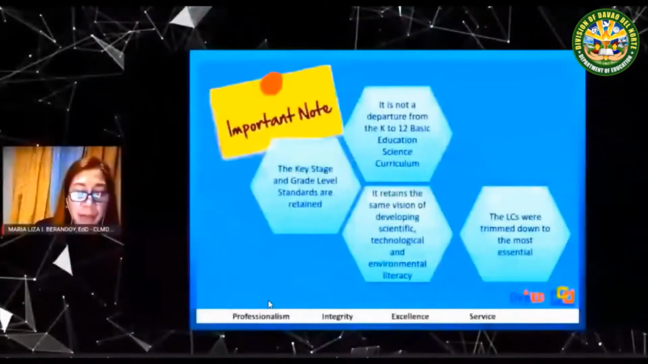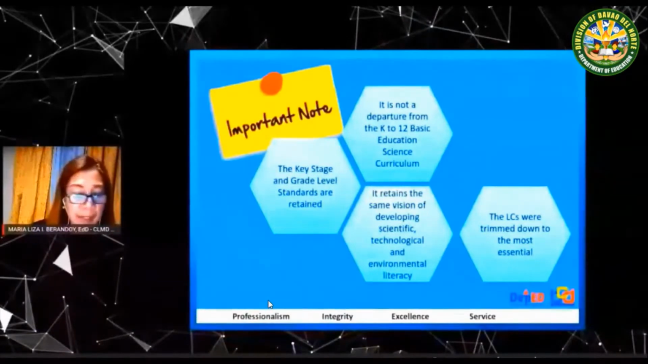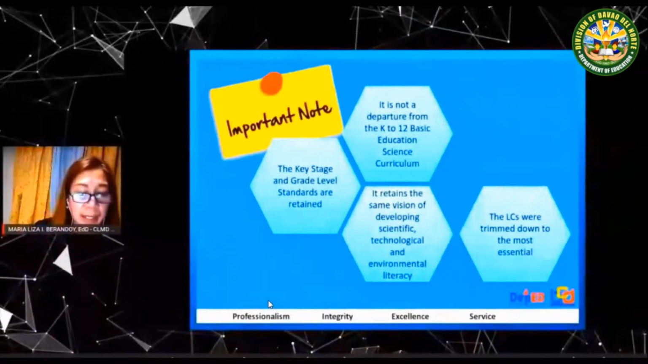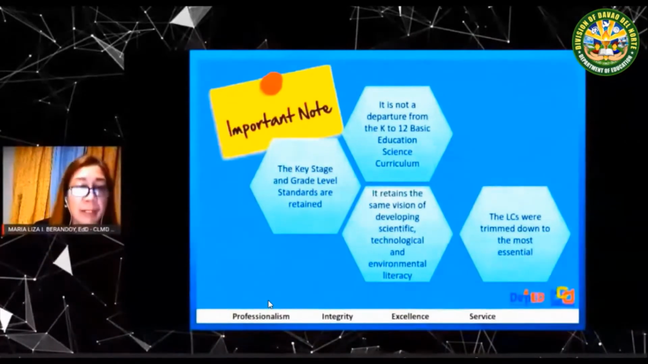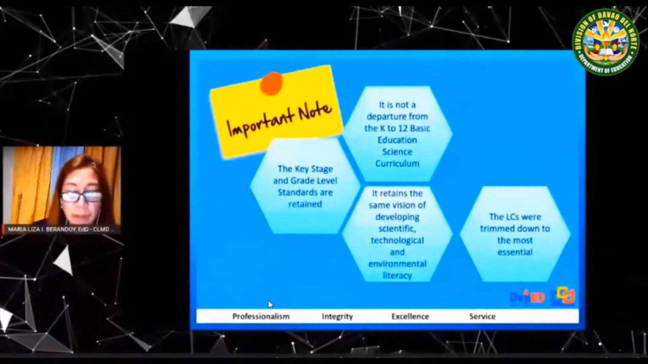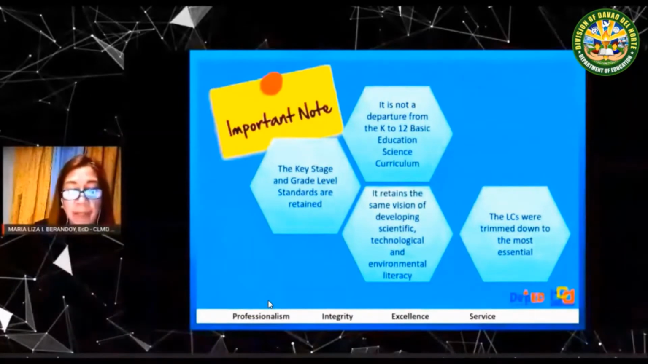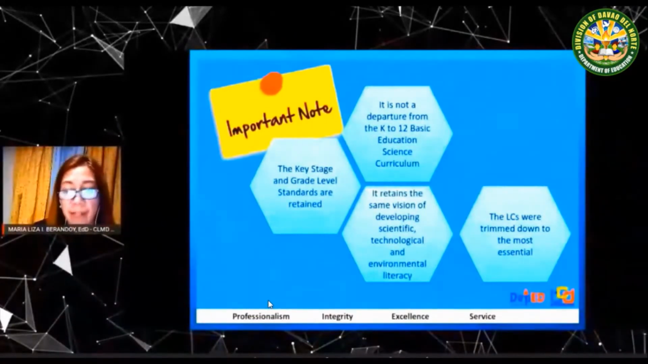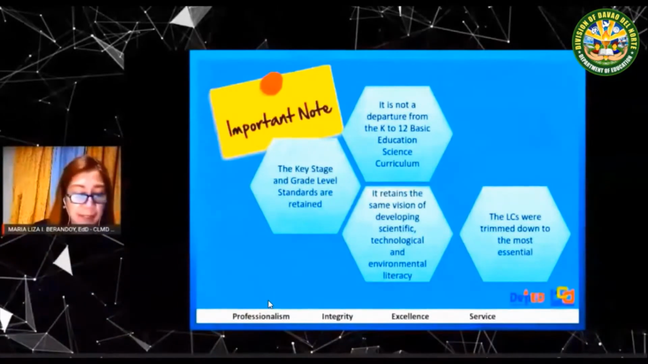In this part, I would like to summarize some key points in this orientation of the most important learning competencies. First, the key stage and grade level standards are retained. Second, the most essential learning competencies are not departures of the K-12 basic education science curriculum. Third, it retains the same vision of developing scientific, technological, and environmental literacy. Last, the learning competencies were trimmed down to the most essential competencies.